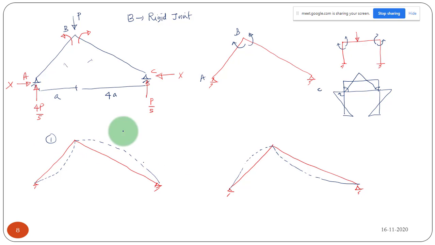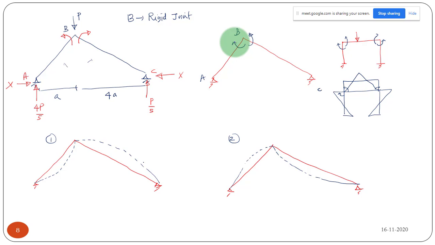This is the first case, it is the second case. But we found that both are not possible. If there is a moment, these two both are not possible because it has to maintain the compatibility condition at the joint, and also it has to maintain the moment equilibrium.